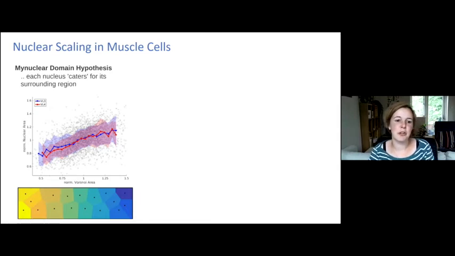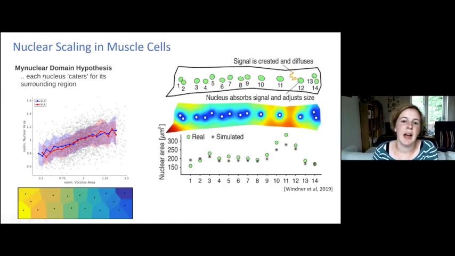Now, of course, if you want to have a mechanistic model that explains why nuclei would grow larger, a relatively intuitive model is that we assume there's some signal that is in the cytoplasm, that diffuses around. And when it hits a nucleus, it becomes absorbed. And that is the signal or the component that allows the nucleus to grow. So we can simulate this scenario.